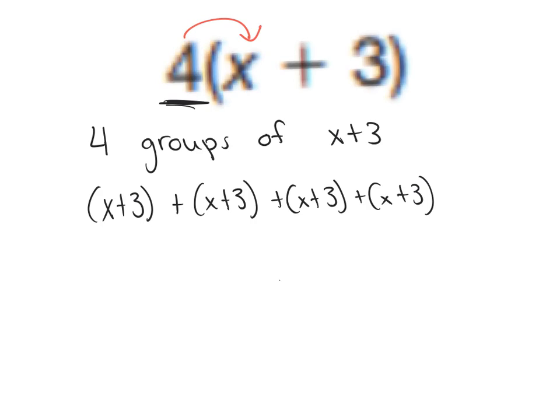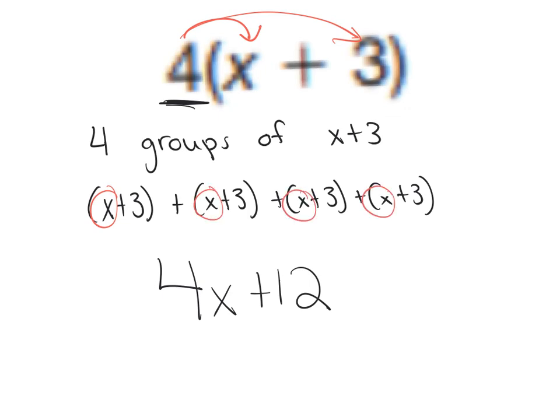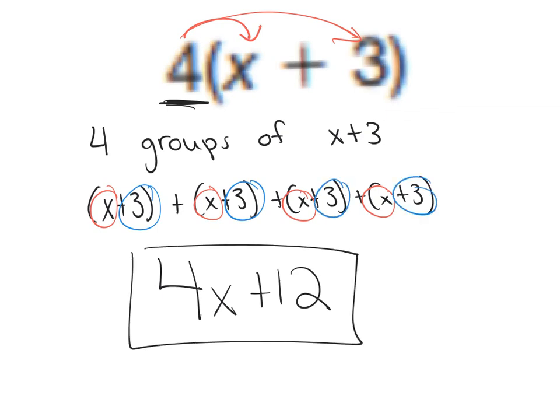So we have 4 times x, which is 4x. And then we also have to multiply the 3 because it's also in the parentheses, plus 12. And let's check if that works. So here I have 1, 2, 3, 4 x's, and then I have 3, 6, 9, 12. So either way I work this problem, I get the same answer.